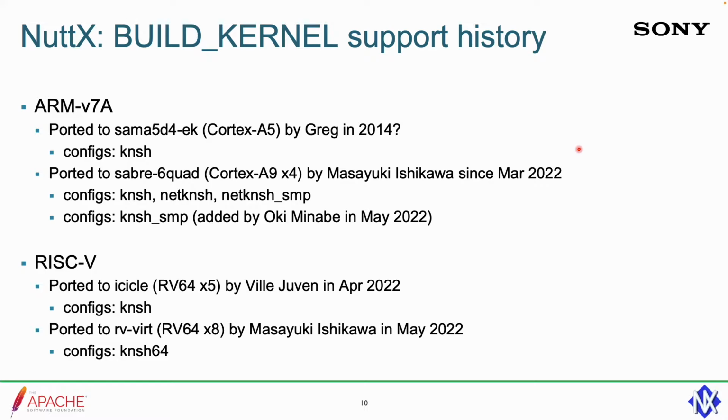This slide shows the support history of CONFIG_BUILD_KERNEL. The kernel build was introduced by Greg around 2014. However, the build type has not been maintained for a long time. This year, I ported this kernel build type to the sabre-6quad, which has a Cortex-A9, but I only tested with a single processor configuration.